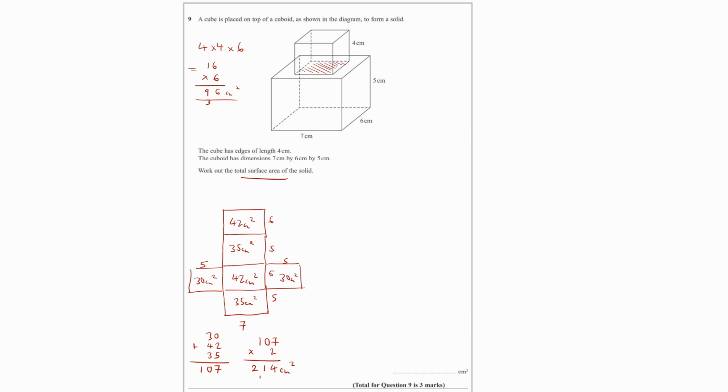So you've got 214 plus 96. 6 and 4 is 10, 9, 10, 11, 310. But we want to take away 32. So 310 minus 32. 8. So 30 minus 3 is 27. So 278 centimetres squared.